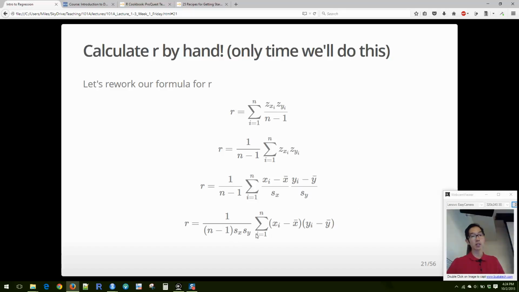So I've got this formula: 1 over n minus 1, times the standard deviation of x and standard deviation of y, and then I just have to look at the difference between each point and the mean of its brethren, x and y. We look at the sum of the products across all of our points, and then we can calculate our correlation coefficient r.